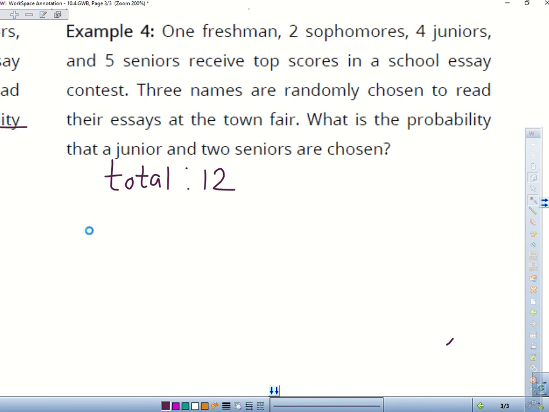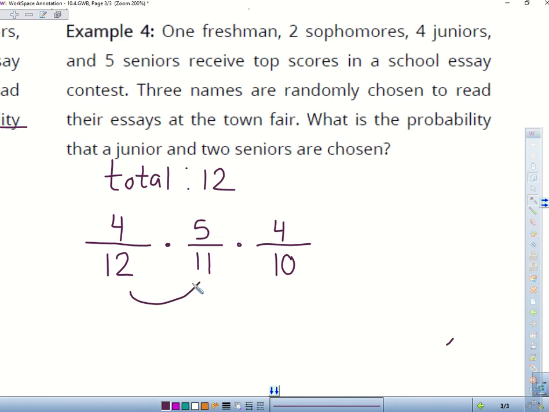So, firstly, the probability of a junior is? 4 out of 12. Good. The probability of senior number 1 is? 5 out of 11. Good. Now we have to be careful. Senior number 2? 4 out of 10. So this goes down every time because the pool goes down every time.